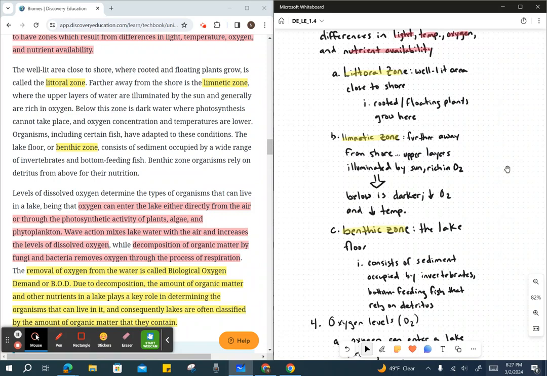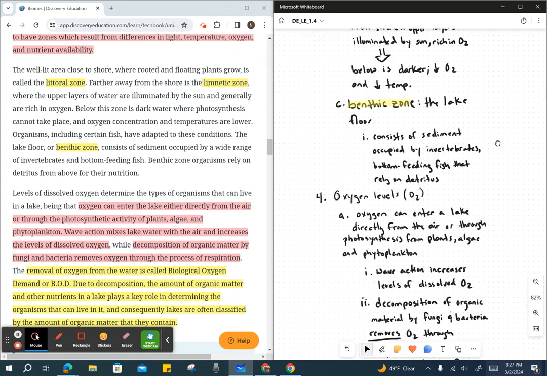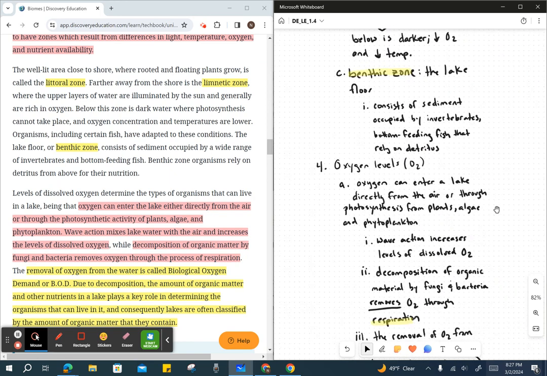If you go deeper, but still further away from the shore, but deeper, you can get into what's called the benthic zone, and this is the lake floor. Now we'll talk about the benthic zone also with oceans because that also refers to the ocean floor as well. Okay, usually your sediment is down here. Invertebrates, things like worms, bottom feeding fish that rely on detritus, eating dead material, you're going to find them here.